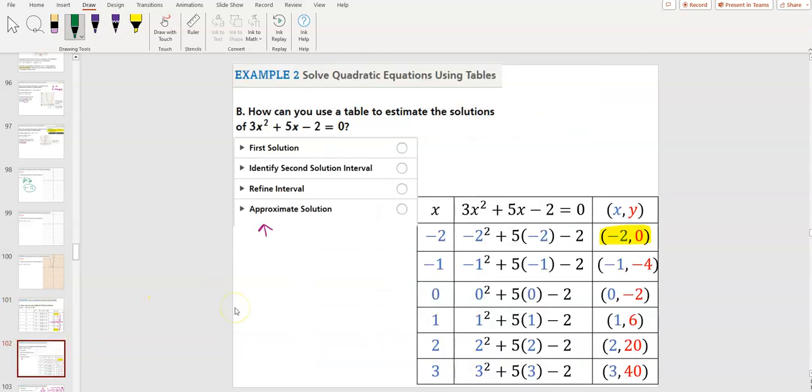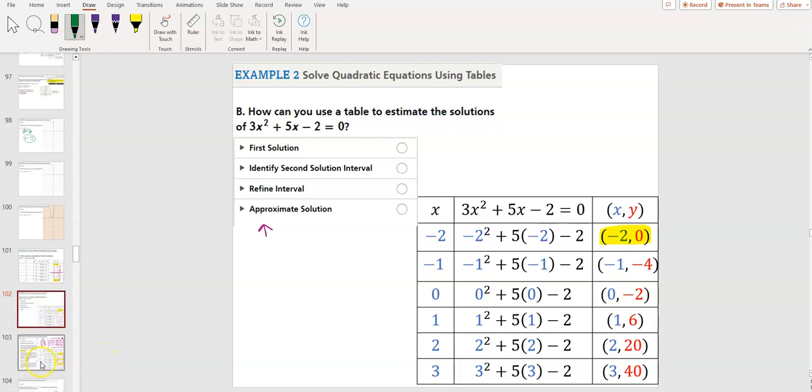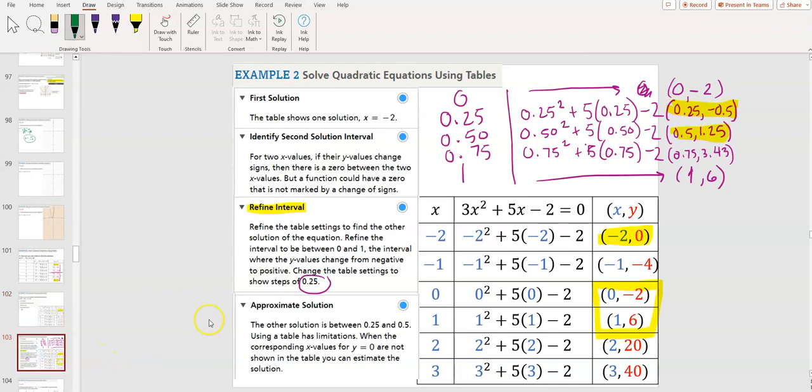Okay, but to solve, it doesn't always work out perfectly. You can't always find 0. So sometimes you have to estimate the solution, okay? So here in this table, we're going to follow these steps right here to estimate our solutions. Now you can see already that we identified one solution as negative 2, and that's actually our first step here, finding the first solution. All right. So the first solution was identified in the table as negative 2.